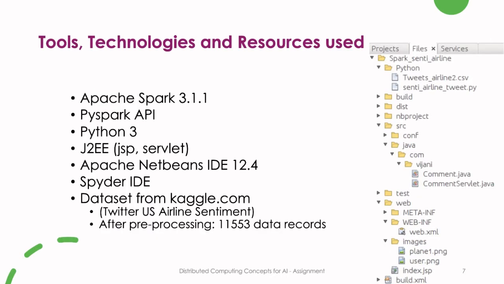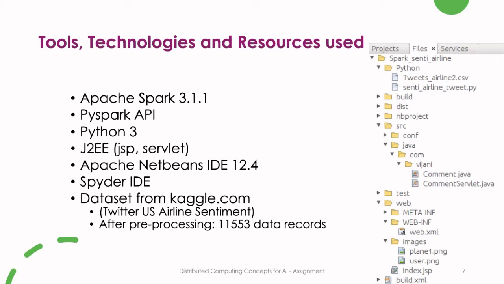These are the tools, technologies and resources I have used in this project. I have used Apache Spark, PySpark API, Python 3, J2EE to develop the web application, then the Apache NetBeans IDE, then Spyder IDE. In the initial steps I have used this IDE. Then I have taken the dataset from Kaggle, which is Twitter US Airline Sentiment. That is the dataset I have used.